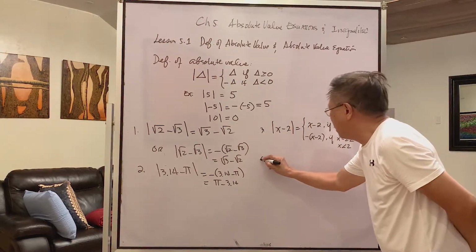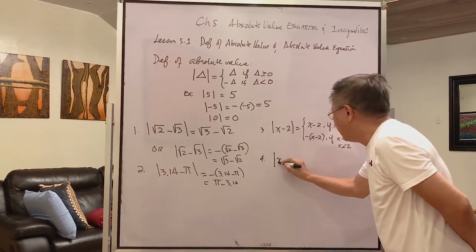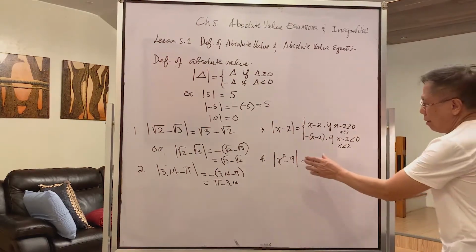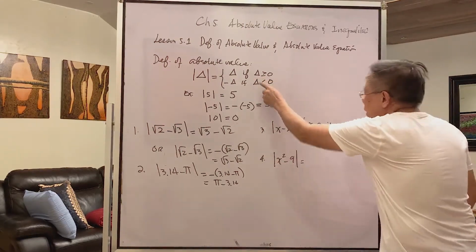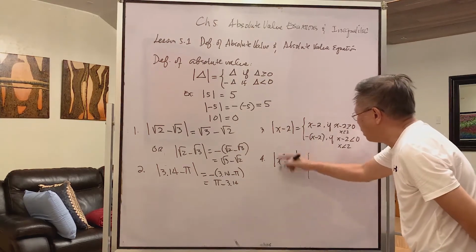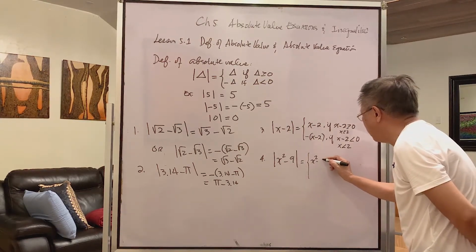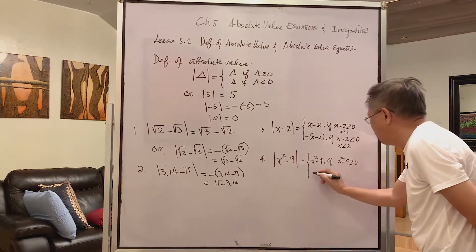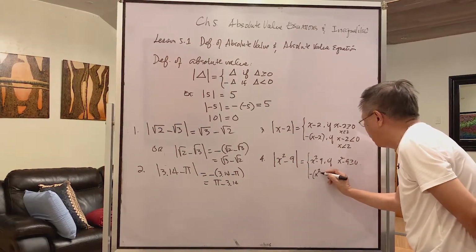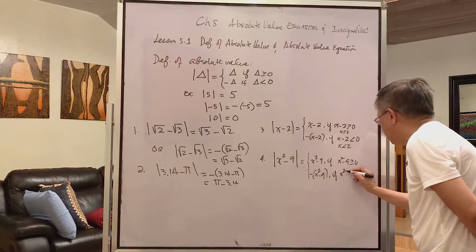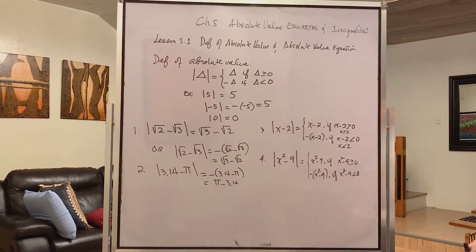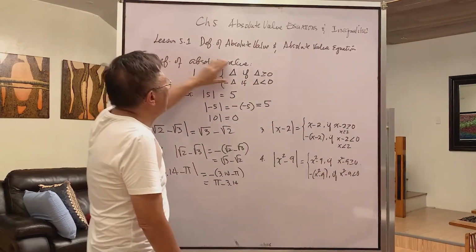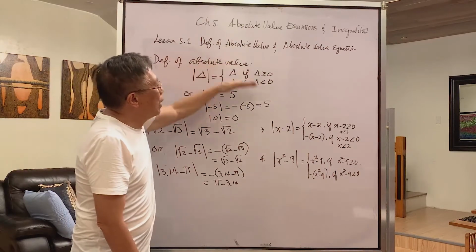What about, let's have another number. Let's say, what is this without the absolute value sign? This symbol means that the absolute value of this expression will be itself, x squared minus 9, if x squared minus 9 is greater or equal to 0, or negative of itself if x squared minus 9 is less than 0. Okay, so that we have already applied this definition of absolute value here.